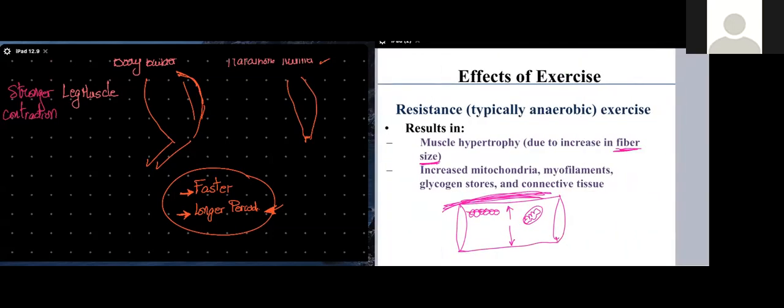Compared to a bodybuilder, yes, you're going to have a stronger muscle contraction, but those muscle contractions are going to rely mainly on your reserves. You can't perform a muscle contraction for a long time. It can't happen. You are much more fatigable.